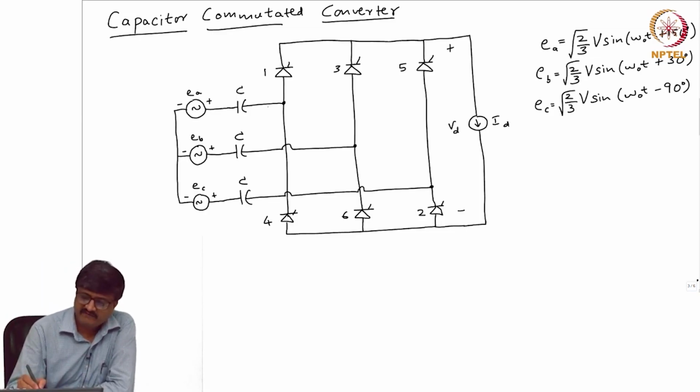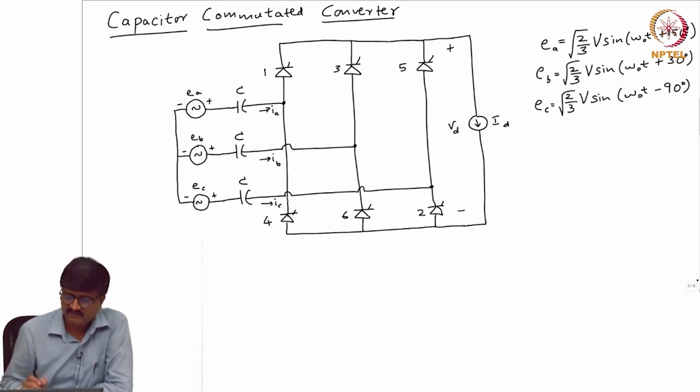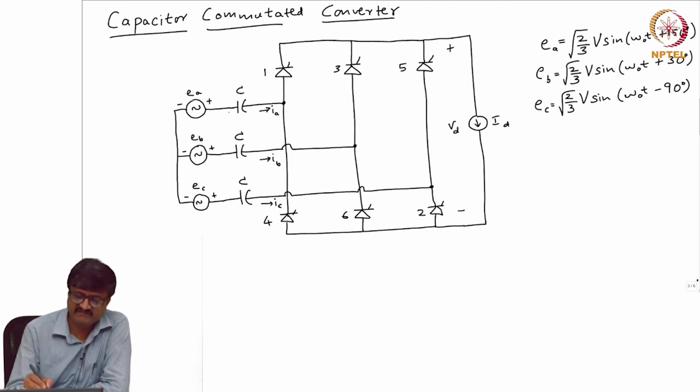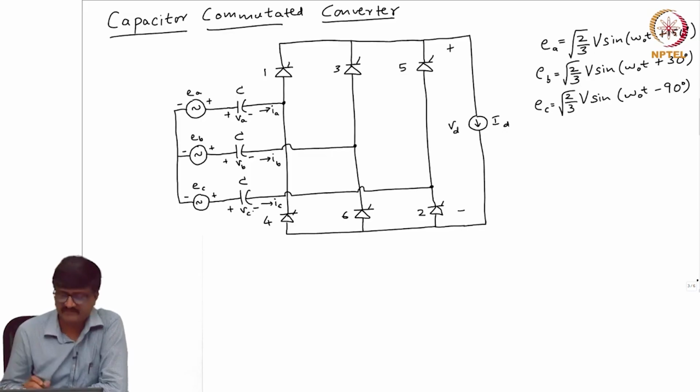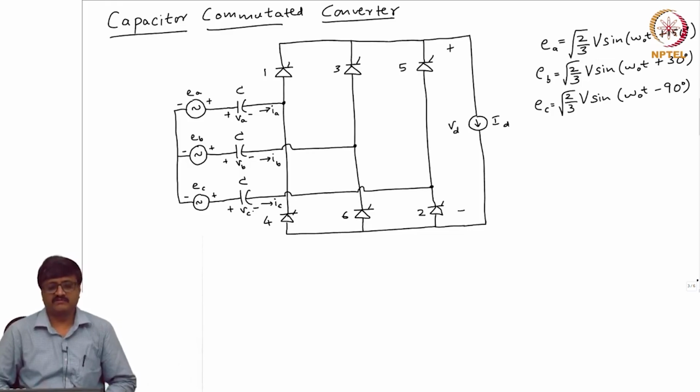We already have a notation for the currents that are flowing on the AC side, IA, IB, IC. We use some notations for the voltages across these capacitors, VA, VB, VC. I call this VA, the instantaneous voltage across the capacitor in phase A. Similarly, this is VB and this is VC. So, we will analyze this circuit. In the process, of course, we will see what is the purpose of having a capacitor there on the AC side.